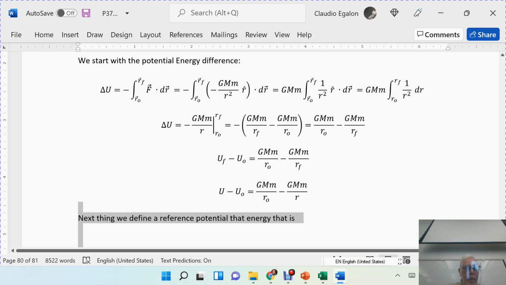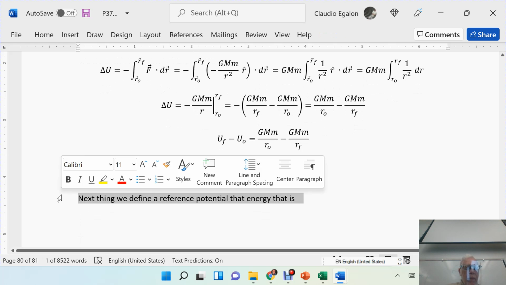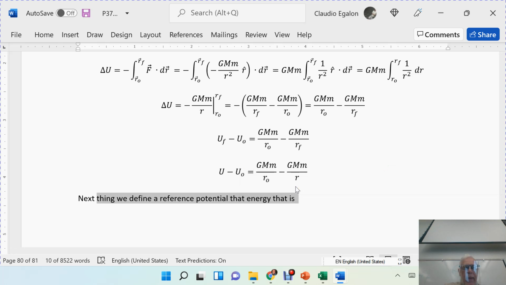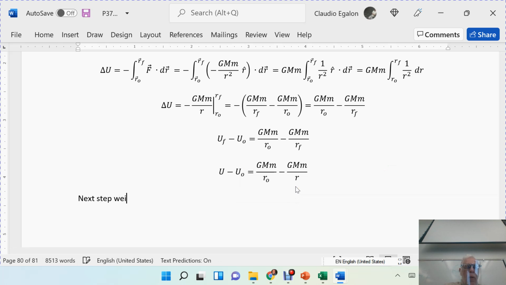Okay, we're going to do the following. Next step. We will get our potential energy difference with respect to an initial point.